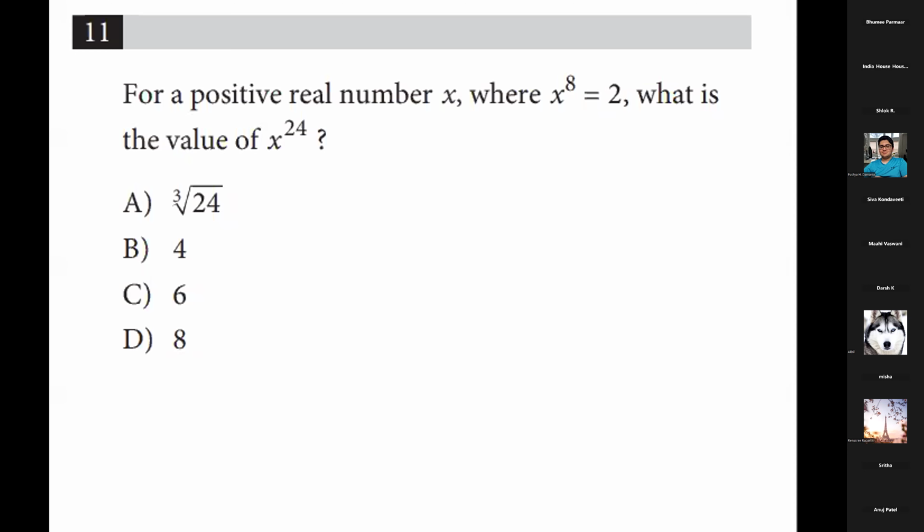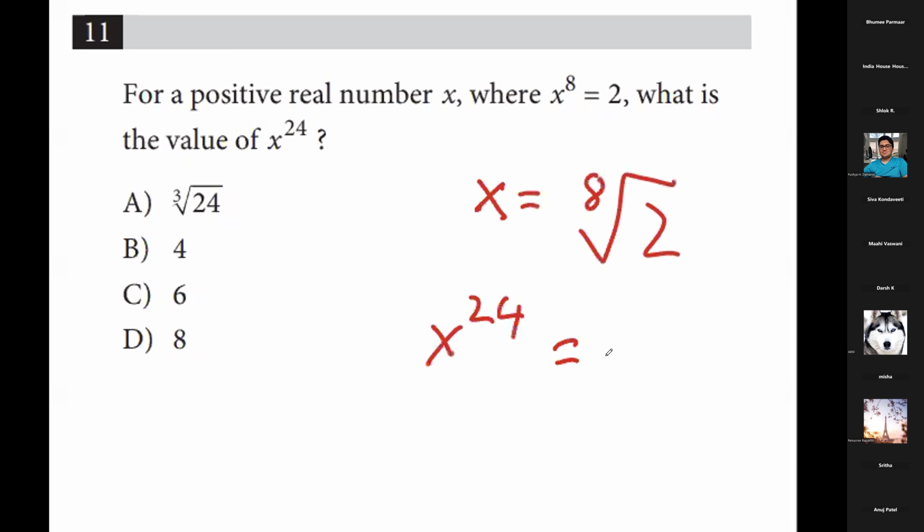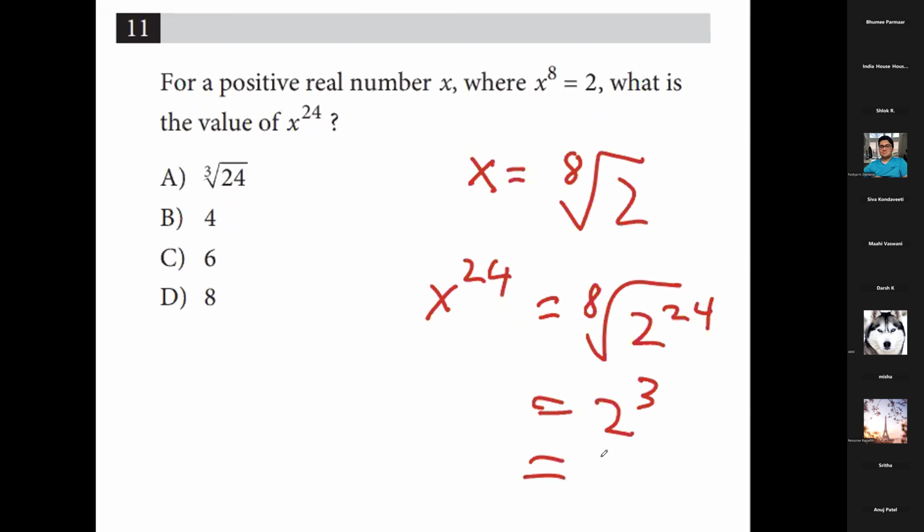Okay, so for question 11, we have a positive real number x. x to the 8th power is 2. What is the value of x to the 24th power? Well, let's just find out what x is. So x is equal to the 8th root of 2. So if we want to find x to the 24th, this would just be the 8th root of 2 to the 24th power, which is equal to 24 divided by 8, which is 2 to the 3rd power. 2 to the 3rd power is equal to 8. So the correct answer is D.